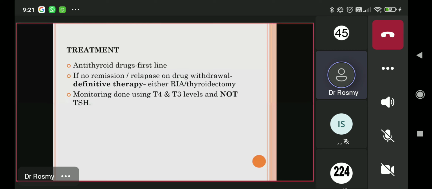Okay. As I mentioned, in hypothyroidism, you monitor by checking the TSH level. In hyperthyroidism, you monitor by FT4 and FT3 levels and not TSH, because it will take time for the TSH to come to normal. Okay. So in a hypothyroid patient, TSH is what you check for follow-up. But in a hyperthyroid patient, the monitoring is basically done with FT4 and FT3.